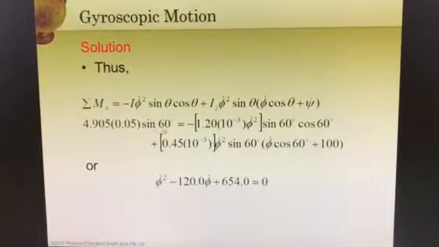Okay, this one is the weight of the top, and this is the radius. Sorry, this is the radius.